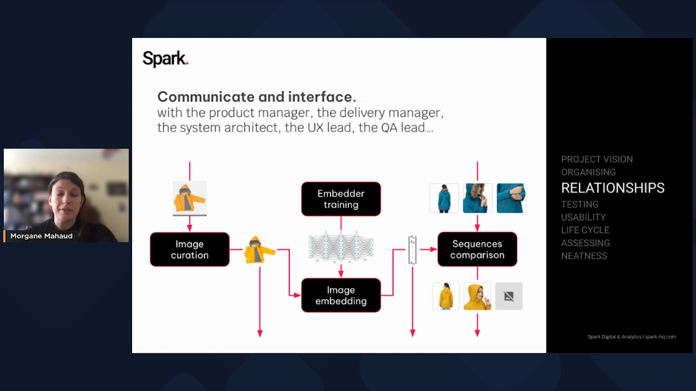And as you can see in that diagram, there is an arrow coming from nowhere and going nowhere. That's not really nowhere, that's the other part of the system. That will be the users, the databases, the brand ingestion component. So for communicating all of that, I will need to discuss with the product manager, the delivery manager, the system architect, the UX lead, and the QA lead.